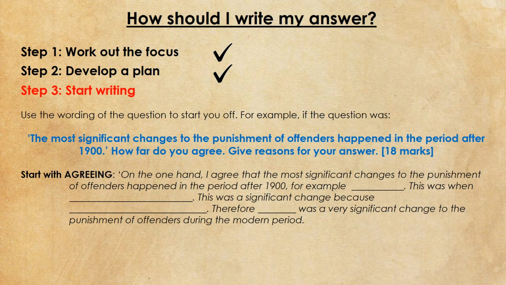It's telling you that the most significant changes of punishment happened in the modern period. You need to actually explain why that change you've identified is an important change. So you need to tell the examiner why this is a big deal. Why is that change to punishment a big deal at that time?